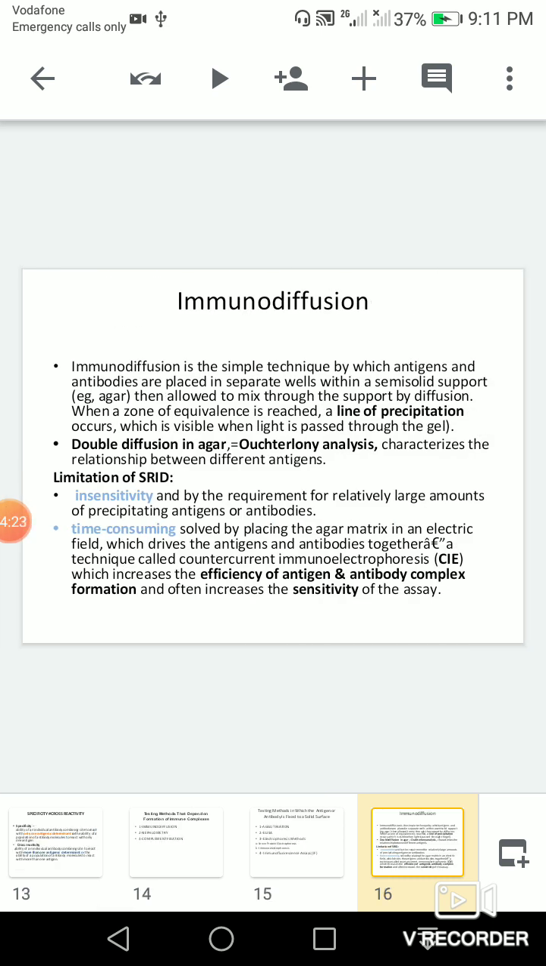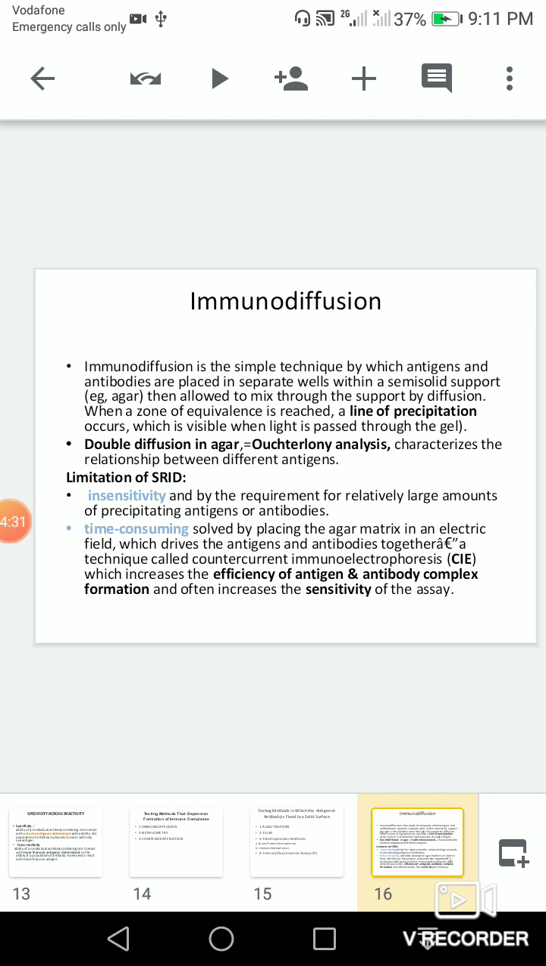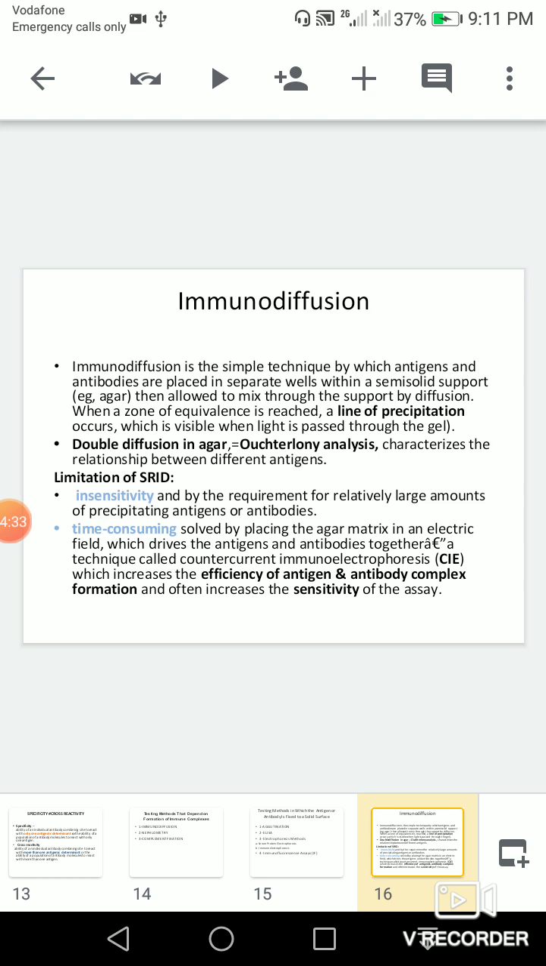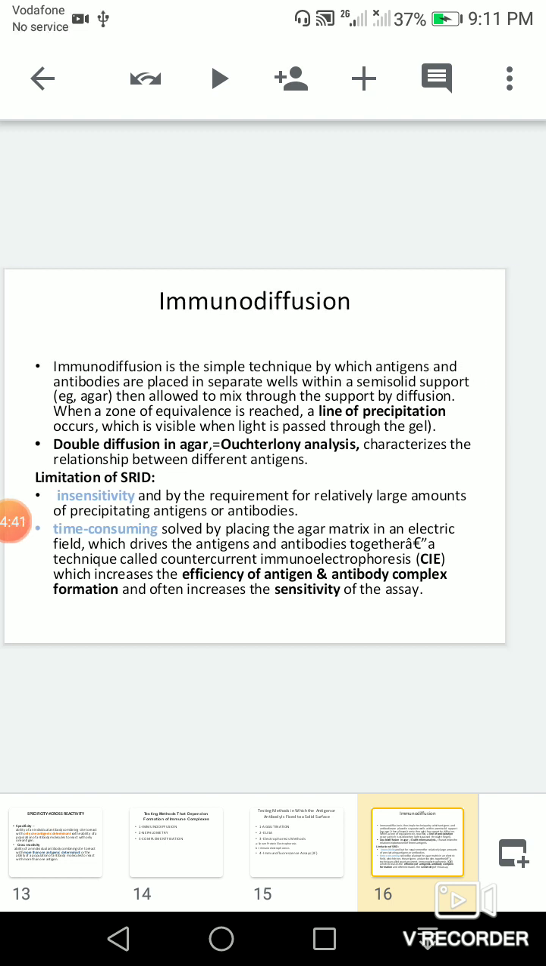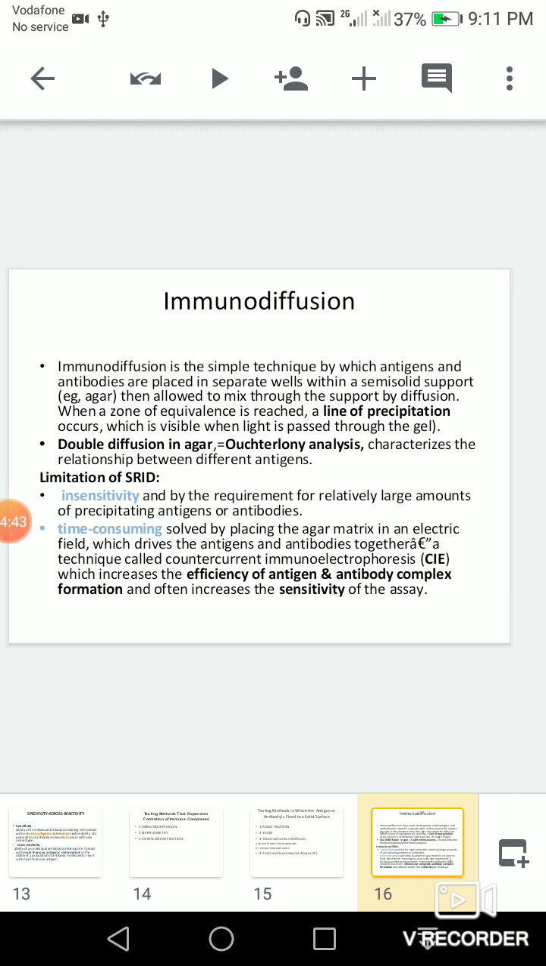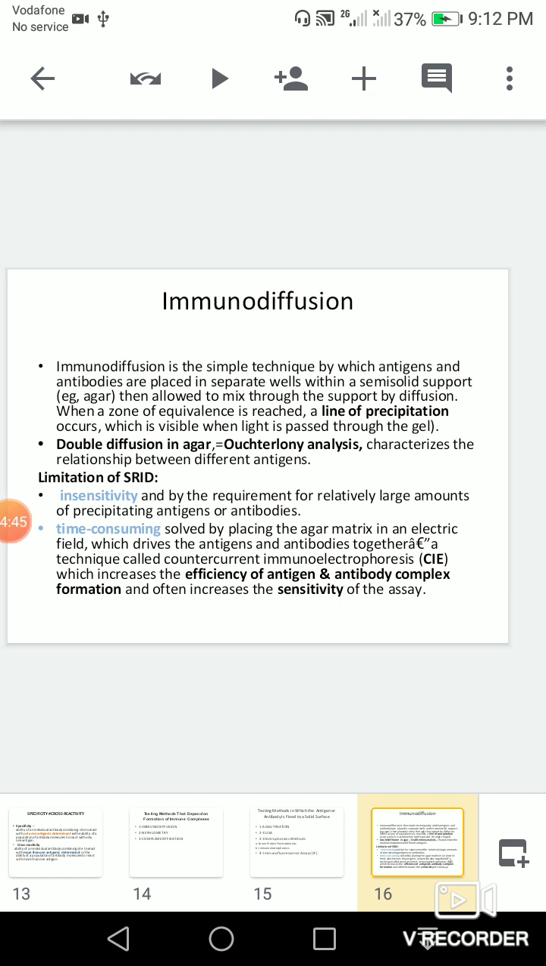What about immune diffusion? Immune diffusion is a simple technique by which antigen and antibodies are placed in separate wells within a semi-solid support, like agar, then allowed to mix through the agar by diffusion. When a zone of equivalence is reached, a line of precipitation occurs, which is visible when the light is passed through the well.